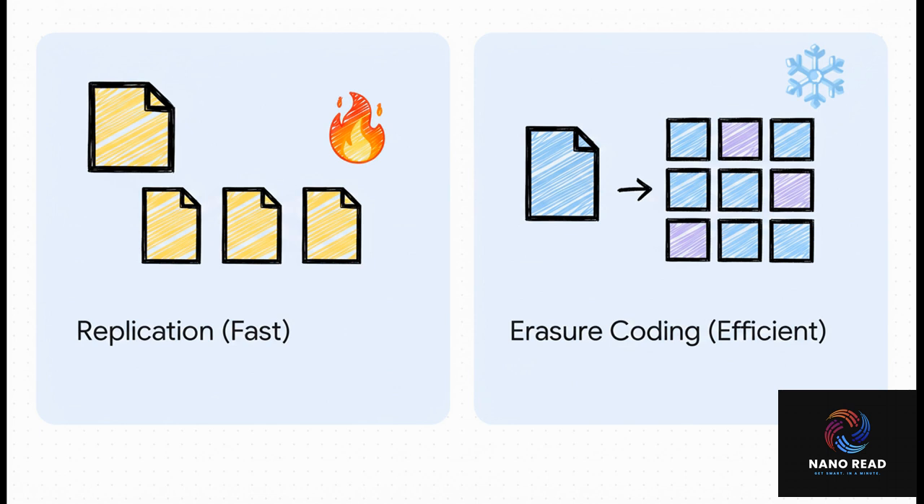This is the really clever part. It breaks your file into 10 data pieces and then creates 4 special parity pieces, and here's the magic. Any 4 of those 14 total pieces can get completely destroyed, a whole server can fail, and your file can still be perfectly rebuilt. It offers incredible durability while saving a ton of space.